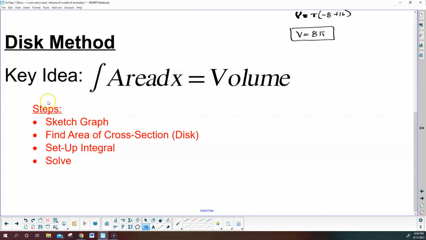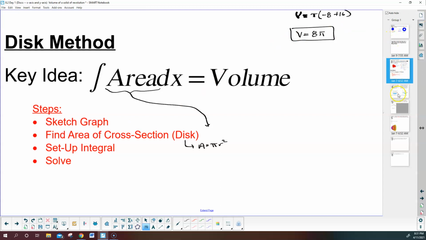So what are our steps? First thing you need to do, sketch a graph. Find the area of the cross-sectional item. Well, today, our area is just going to be a circle. So when we say this area here, you know it's pi r squared. And really the challenge today is just identifying what is the radius. Once you have that set up, then you solve using any regular calculus methods we've learned. Let's look at a couple examples.